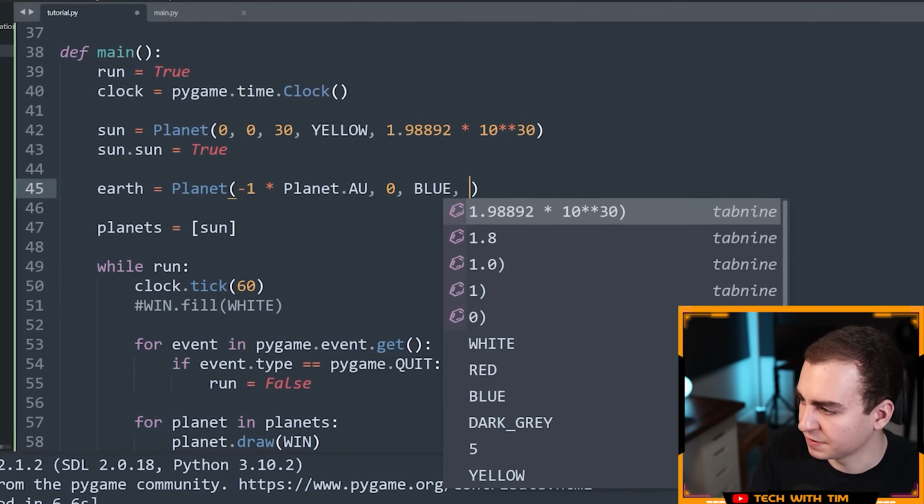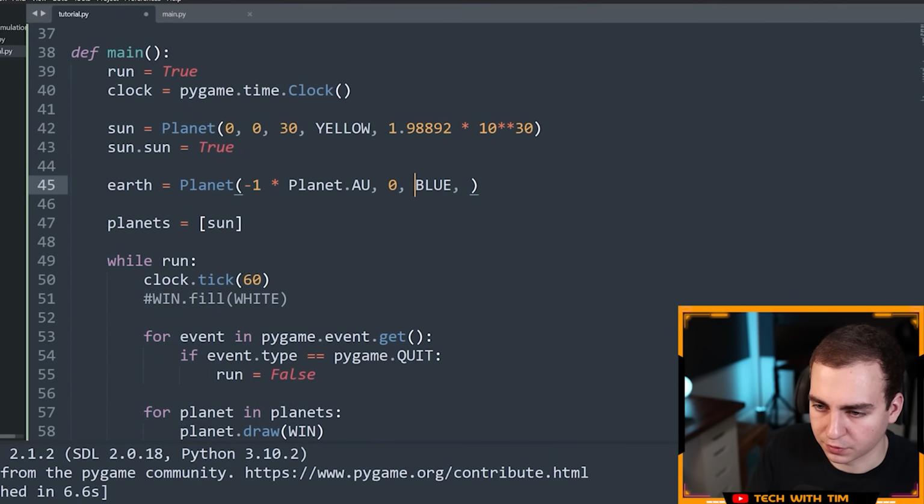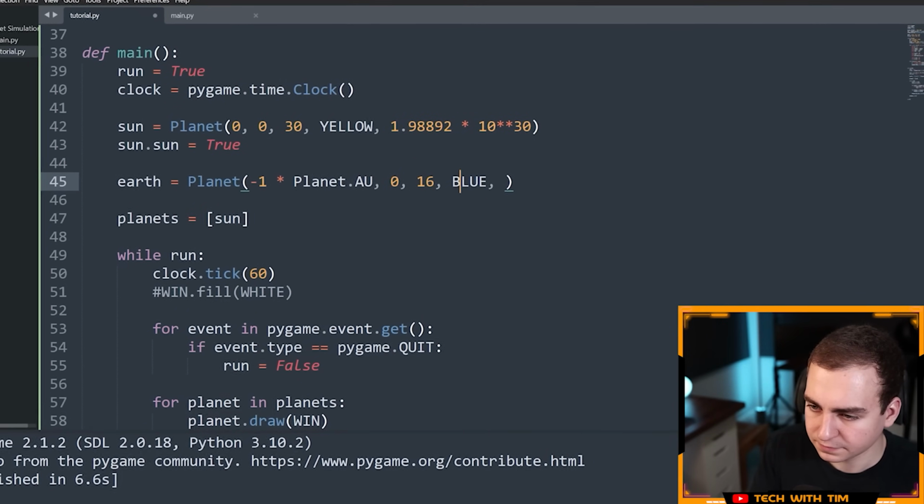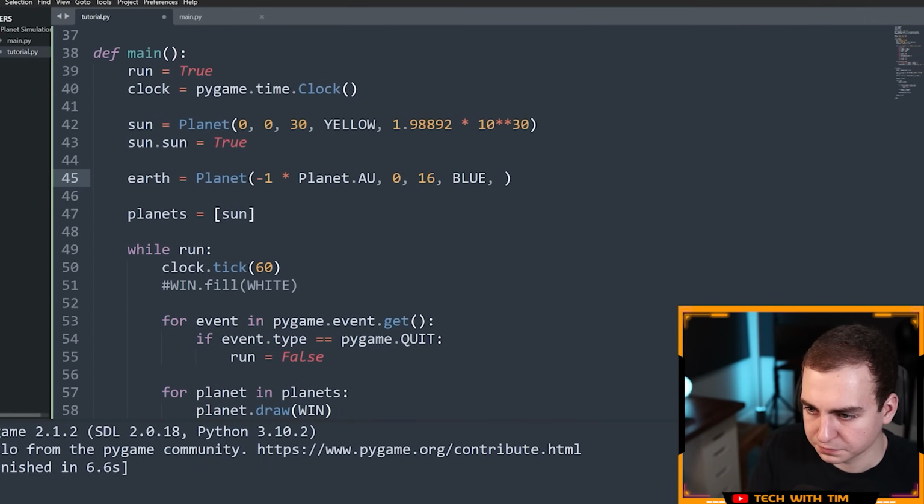And then the mass of the Earth, actually, sorry, we need the radius as well. Let's put the radius first. What was the radius of the Earth? I had 60 in here as the radius. And then the mass of the Earth is this number. Let me copy it in.